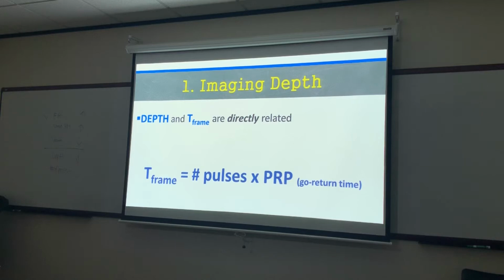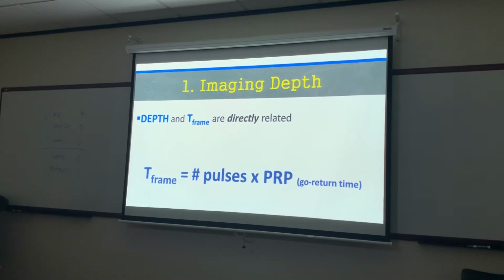So depth and T-frame, depth and the time it takes to make one image, are directly related. If I travel deeper, if I'm increasing my depth, the time it takes to make one image is going to increase as well. Because now my pulses have to travel further to and back to the transducer to create this one image.